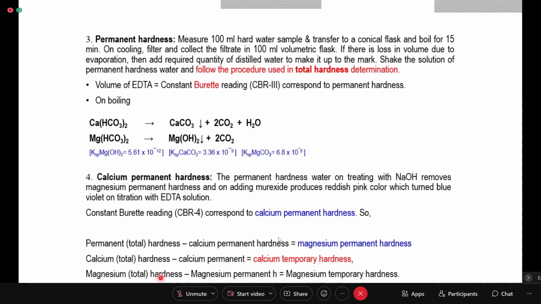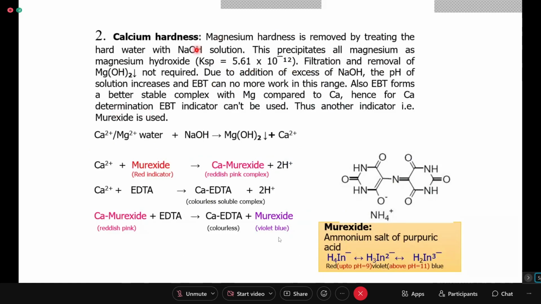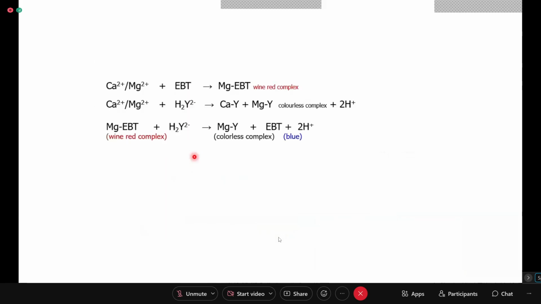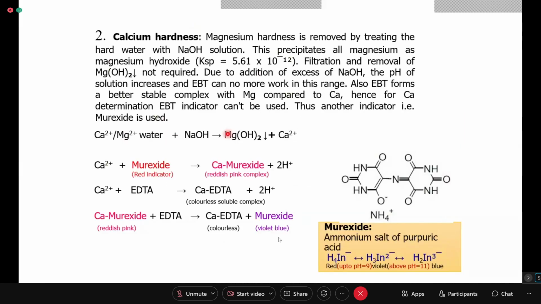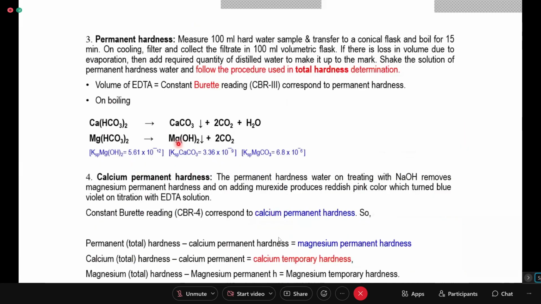Okay, then you have magnesium total hardness. Magnesium total, how have you done it here? What is done? You determine the calcium hardness, and the first part is total. Now this total hardness minus the calcium hardness gives you the magnesium hardness. So we call that magnesium total because it comprises both temporary and permanent. So this is magnesium total hardness minus the magnesium permanent hardness.